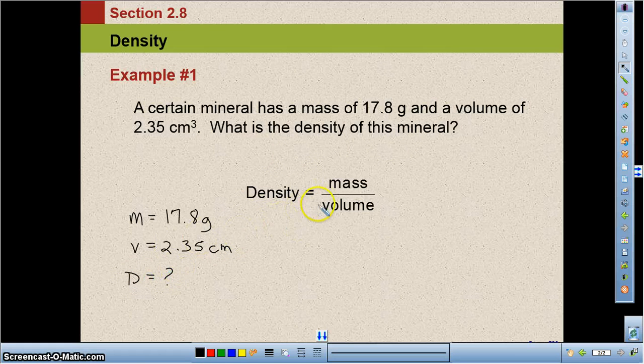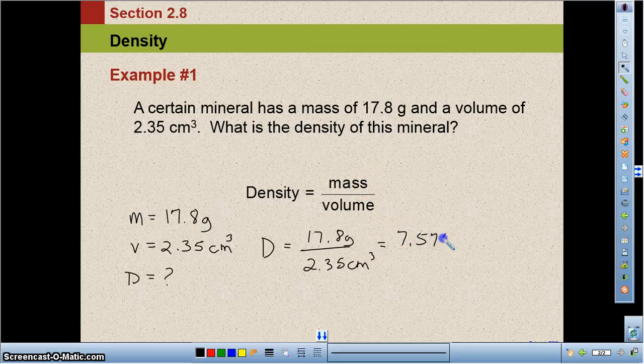So in this case, this is the easy plug-in. We have density equals mass, which is 17.8 grams, over cubic centimeters, 2.35 centimeters cubed. You're just going to take that and plug it into your calculator as 17.8 divided by 2.35. And my final answer is 7.5744 grams per cubic centimeter.